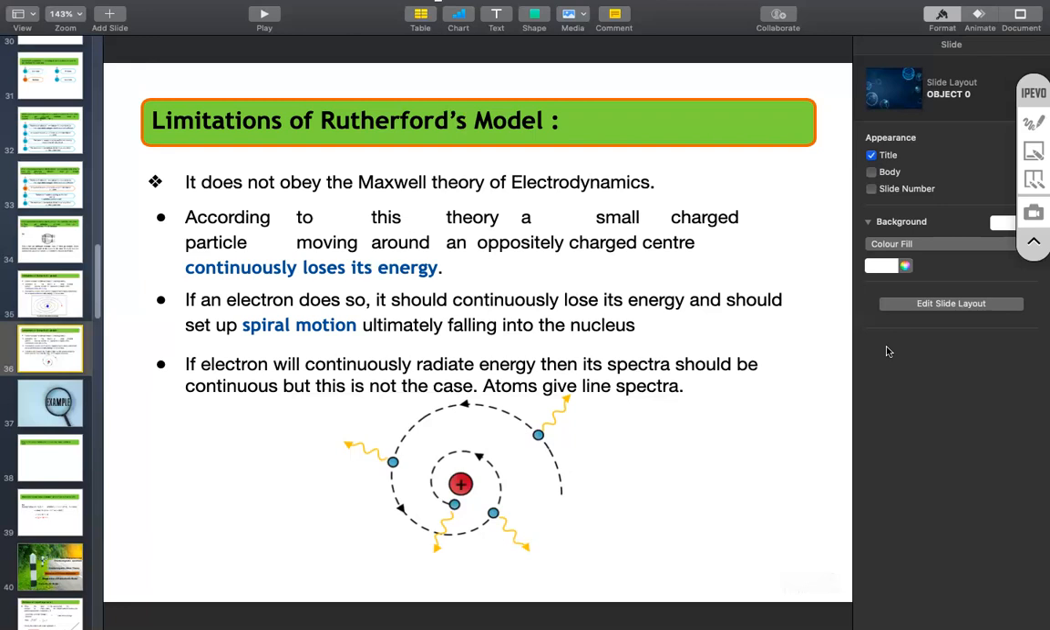Here you can say the electron would continuously radiate. Sir, not radiating, continuous radiations. No, radiating in the sense of radiation energy only, not nuclear radiations. I'm saying if the electron releases energy while it is falling down, it should give continuous spectra. If the electron continuously radiates energy, then its spectra should be continuous. But actually this is not the case. Atoms actually give line spectra. What are line spectra? We will discuss in a few minutes.